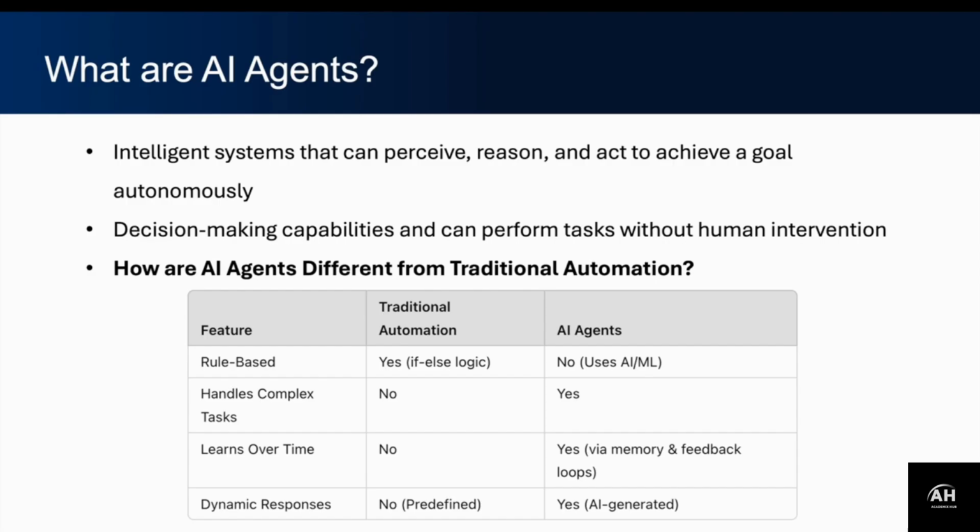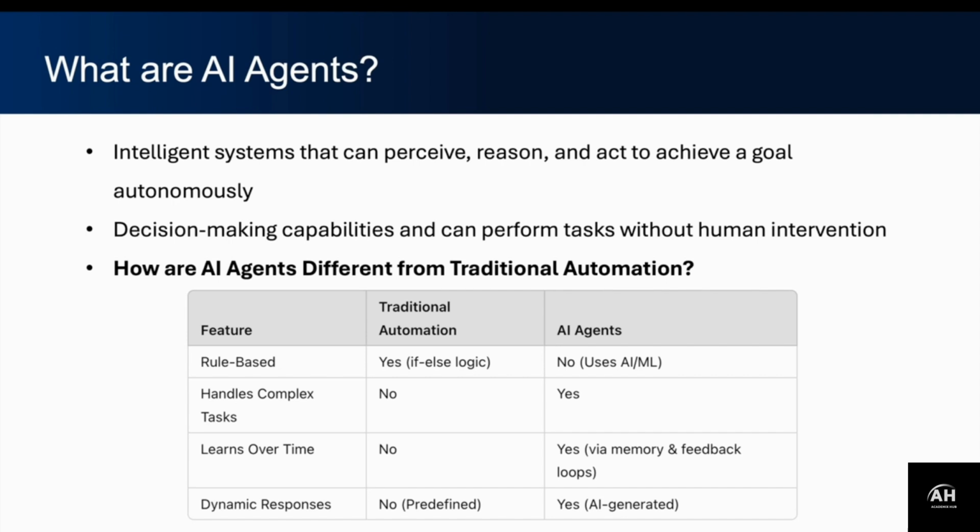And we'll learn a little bit about memory today. Dynamic responses. Traditional automation, nope, doesn't have any dynamic responses. It's predefined. Since it's if else, if something, then display something. For AI agents, yes, it's AI generated. Every time the AI is learning, it's going to give you better answers over time.